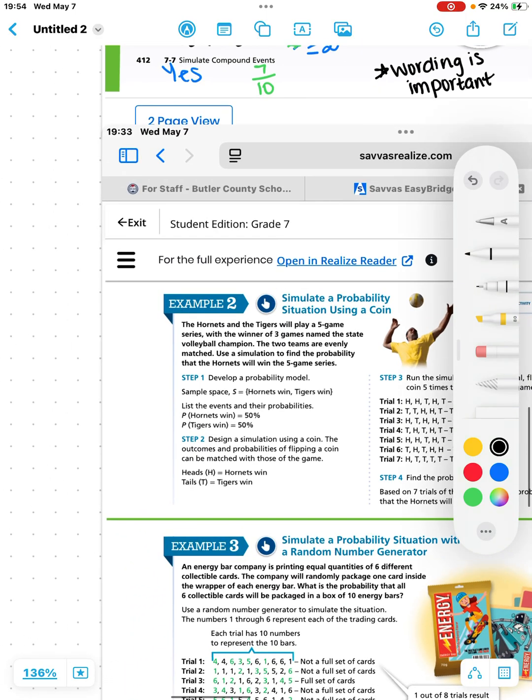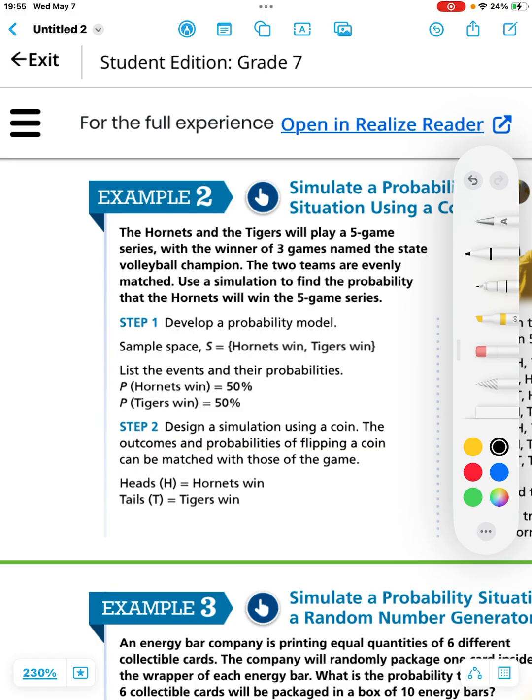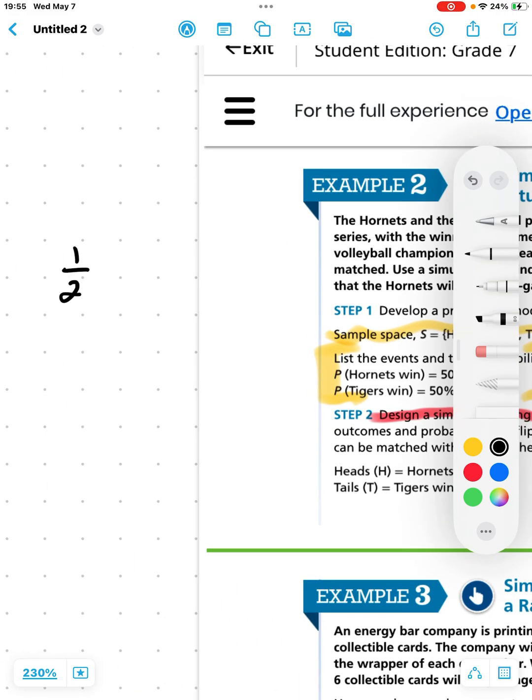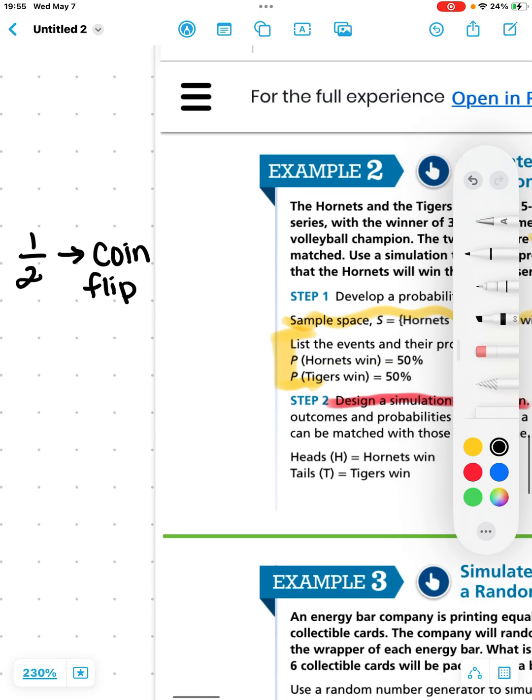So we have to understand what's going on. They first start off with the probability model, which is fantastic. We either have the Hornets win or the Tigers win. If they are evenly matched, then that is going to be a 50-50 shot of either of them winning. With this simulation for step number 2, they just did a coin flip. Keep in mind, 50-50, 1/2 probability, you can totally use a coin flip, because a coin flip also has a 50-50 chance of winning.